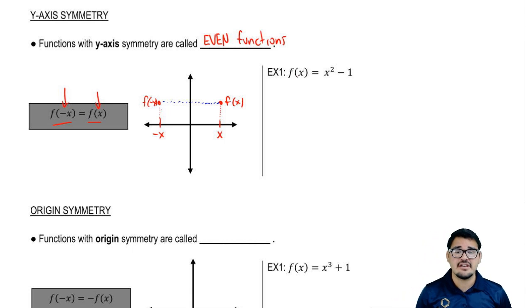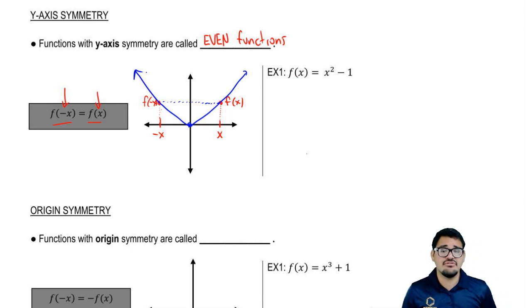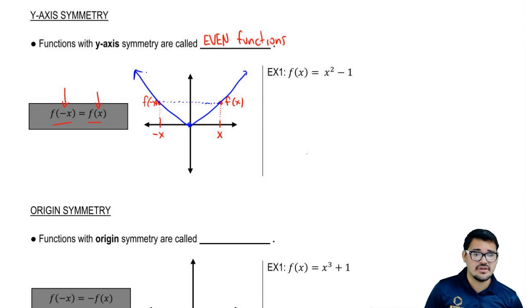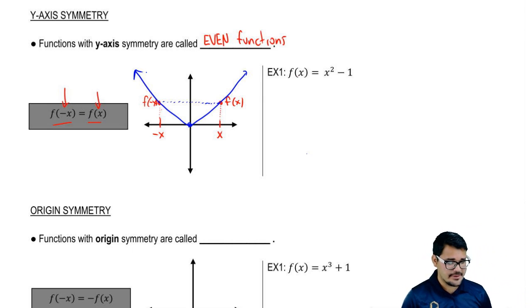So let's draw a function that fits through here, and a very easy function to think about, I would say, is an absolute value function. Alright? So an absolute value actually has y-axis symmetry, and therefore we say that an absolute value function is an even function. Alright? So let's look at an example so we can see how we can apply this, right?